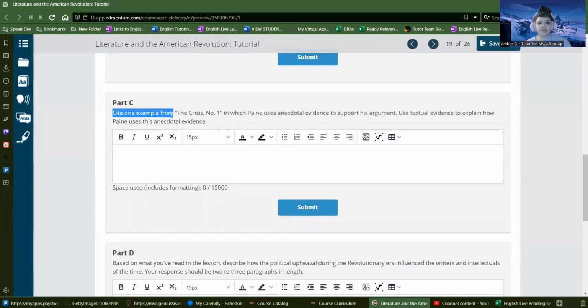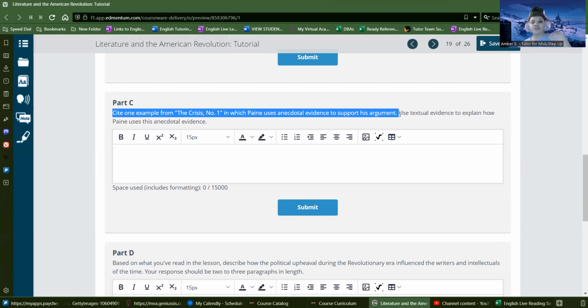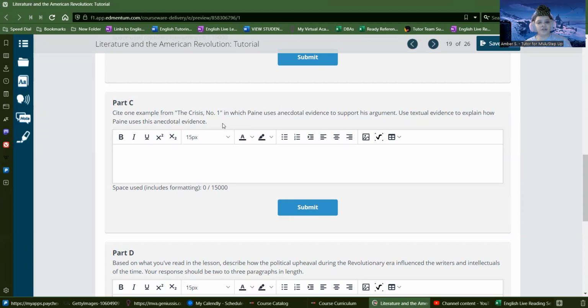Cite one example. So cite means they want you to provide another quote from the Crisis number one in which Paine uses anecdotal evidence to support his argument. So they are not looking for a specific one. They just want anything. So remember, an anecdote is like a truthful story, a story based in truth. Use textual evidence to explain how Paine uses this anecdotal evidence. He uses so many anecdotes. You should be able to pull one. We've gone over quite a few. If you need to rewind the video and go through the paragraphs, I've pointed out most of the anecdotal evidence there.